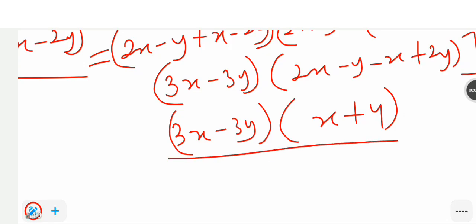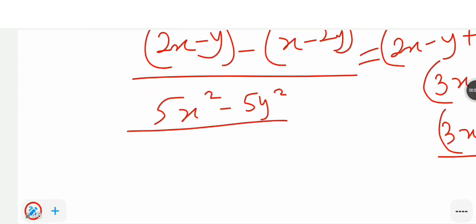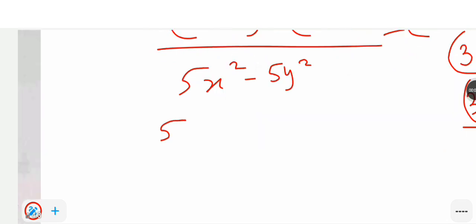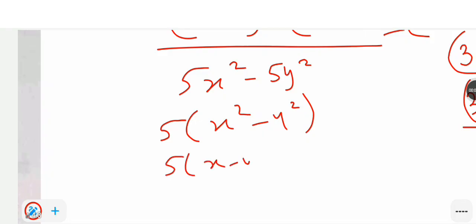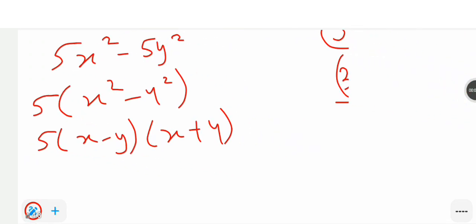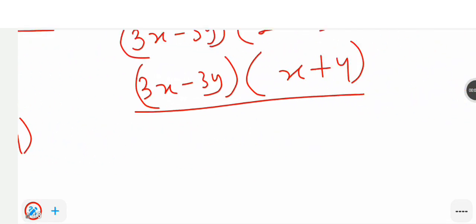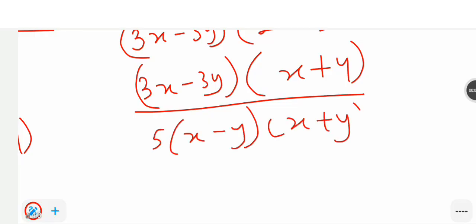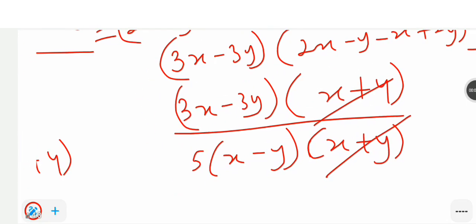So let's break down the denominator now. The denominator is 5x squared minus 5y squared. So let's factorize first. So I'm going to get 5 into x squared minus y squared. Again, this is difference of two squares. Do that real quick. 5 into x minus y, x plus y. So just plug this in to this part. 5 into x minus y, x plus y. This is common, cancel. Then nothing else is common anymore, so we just need to factorize the top now.